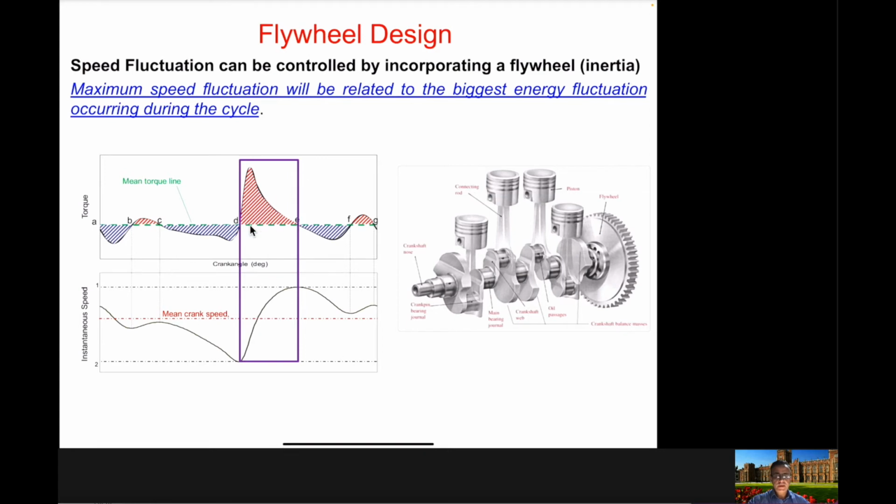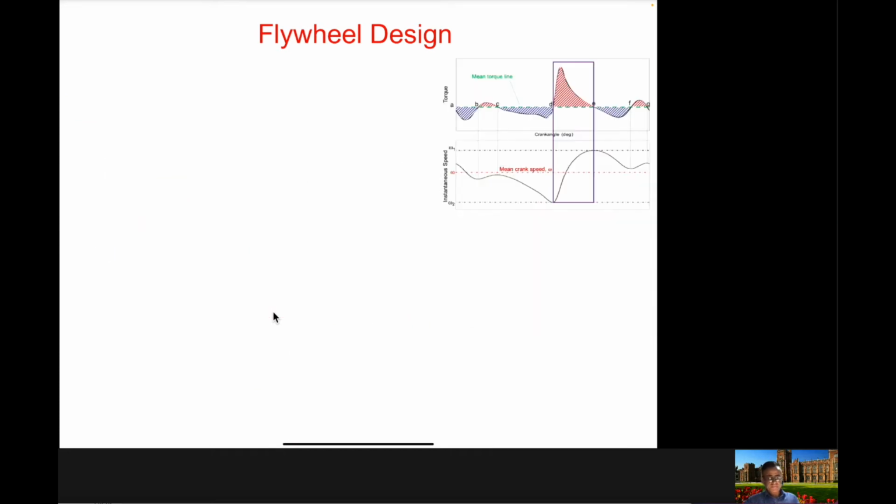So again you can see in this figure here the maximum speed fluctuation, which in this case is the speed increasing from omega 2 to omega 1, and this is the maximum energy fluctuation, so you can say that it is delta E. So you can relate this energy to this maximum change in the speed. So you can say that the maximum speed fluctuation can be related to the biggest energy fluctuation which occurs during the cycle.